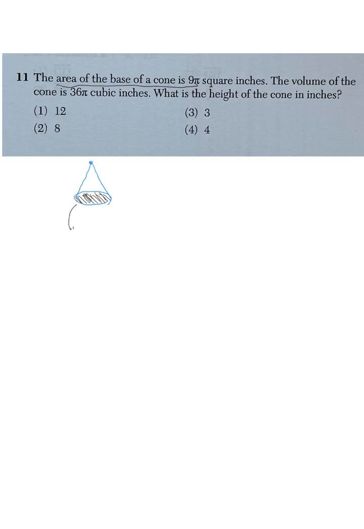Okay, so I'm going to take that out of context for a minute. And I know that the formula for the area of a circle is pi r squared. And they're telling me that area is 9 pi.